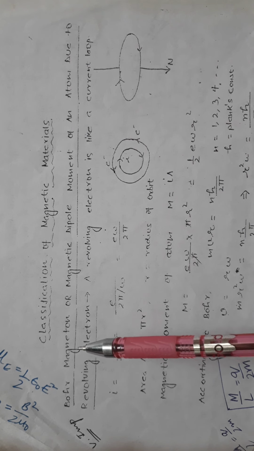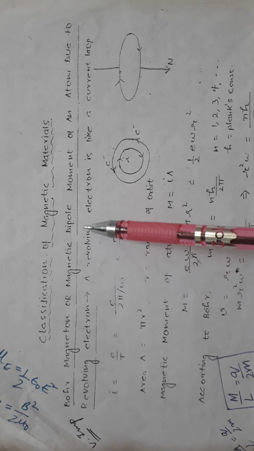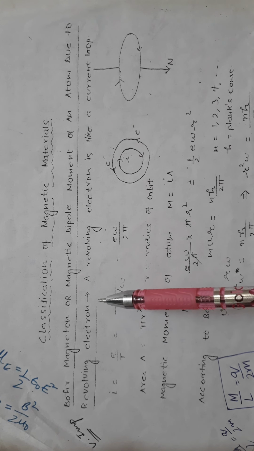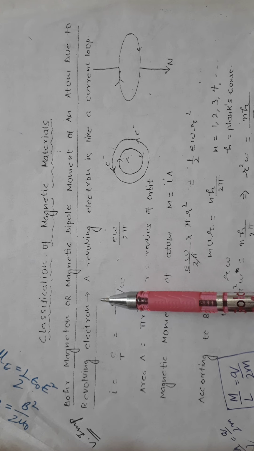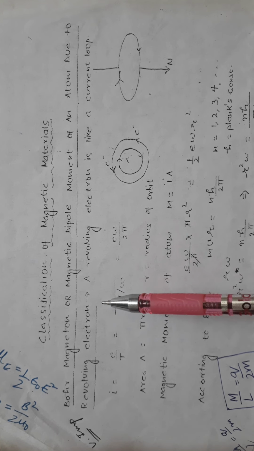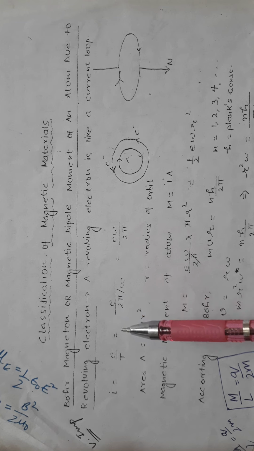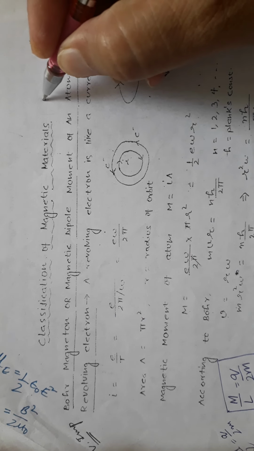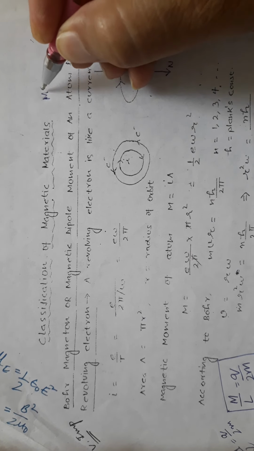The first thing is the Bohr magneton, or magnetic dipole moment of an atom due to a revolving electron. Students, you have already understood that a current carrying loop has its magnetic moment m equal to NIA. If a loop carries N turns and I is the current, then the magnetic moment is NIA. Using this equation, we can calculate the magnetic moment associated with the revolution of an electron. You should remember that a revolving electron is a current loop.